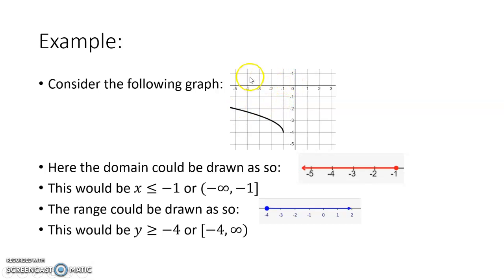So for domain, remember we take these numbers. So that's what I have here, these numbers. And it's filled in, you're fine, -5, -4, -3, -2, then -1, you're still fine. But then there's nothing past that. So that would be x less than or equal to -1. Or remember, negative infinity would be going this way forever to -1. The range, again, remember we take the y values. So it would be -4 and then up from there. And you can see the corresponding interval notation and inequality notation here.